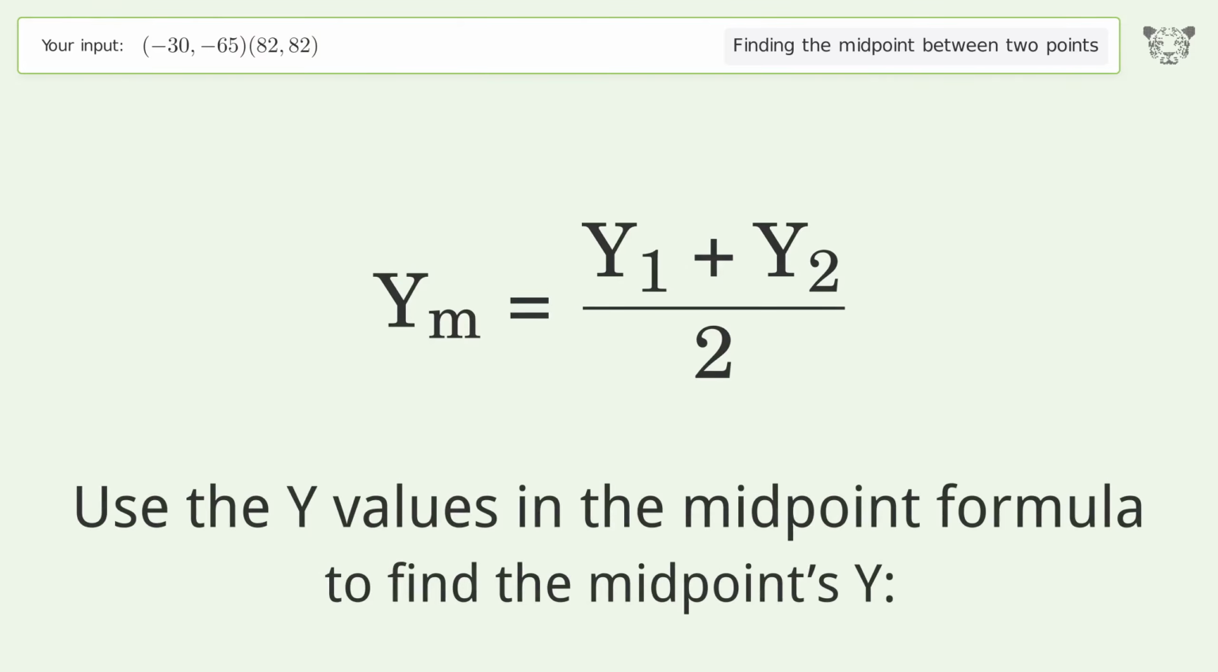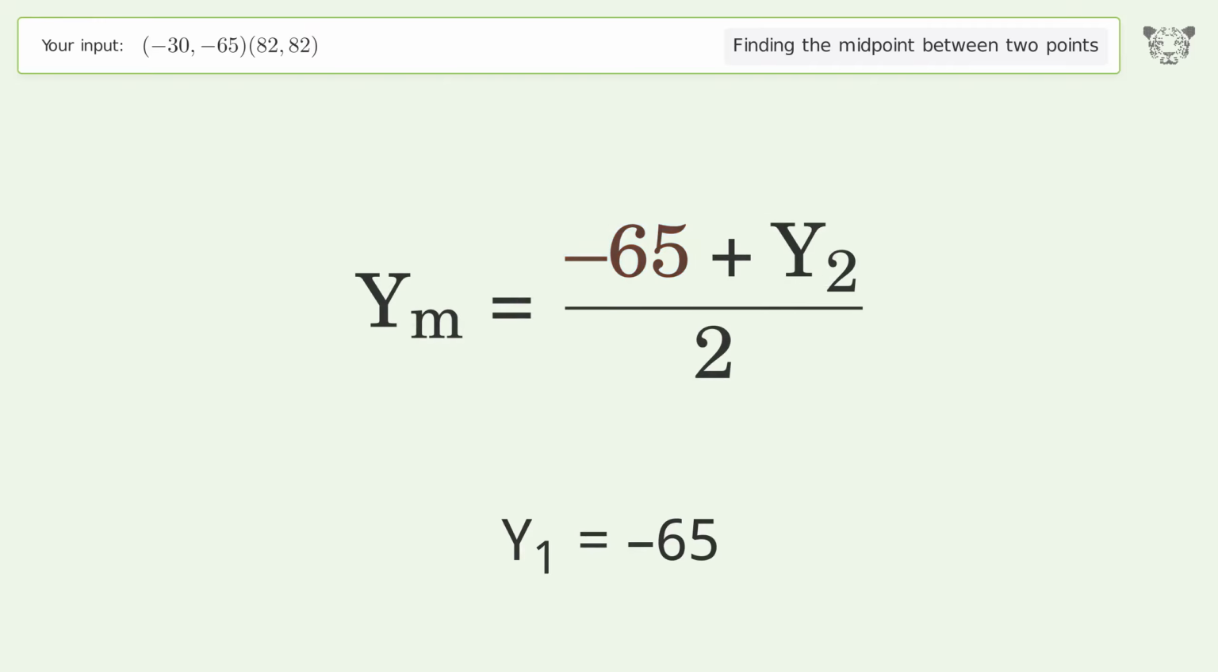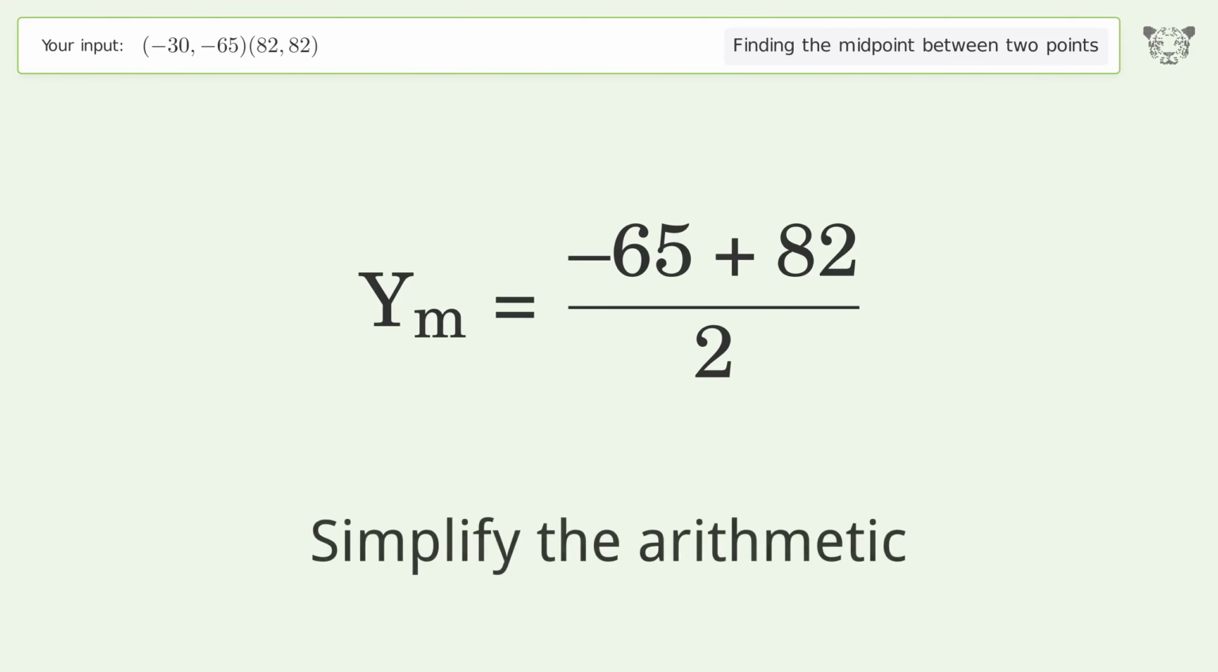Use the y values in the midpoint formula to find the midpoint's y. y1 equals -65, y2 equals 82. Simplify the arithmetic.